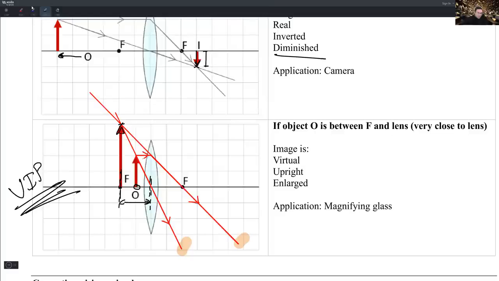This produces an image. The only upright image. They're all inverted except for the virtual image, which is upright. And it's enlarged. But it's virtual. Why? Because it's not the actual light rays that intersect. It's the extensions that intersect. And this is how a magnifying glass works. When we take a magnifying glass and put it very close to the text that I'm reading, the text appears bigger.